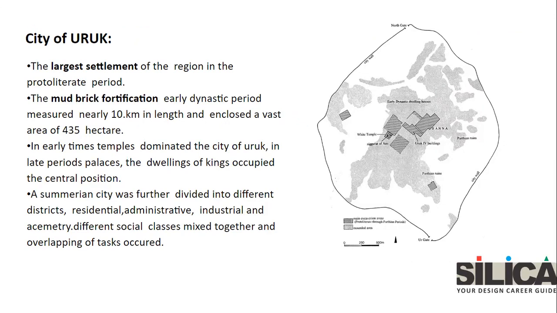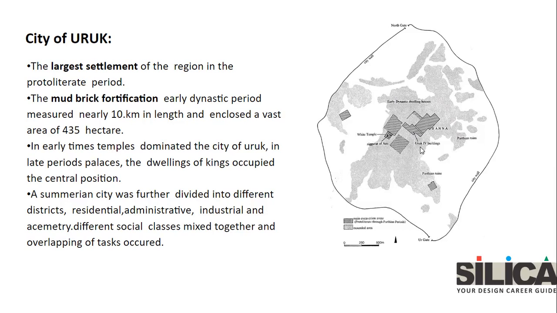A Sumerian city was further divided into different districts: residential, administrative, industrial, and so on. Different social classes mixed together and overlapping of tasks occurred. So this one is the typical layout of the city of Uruk.